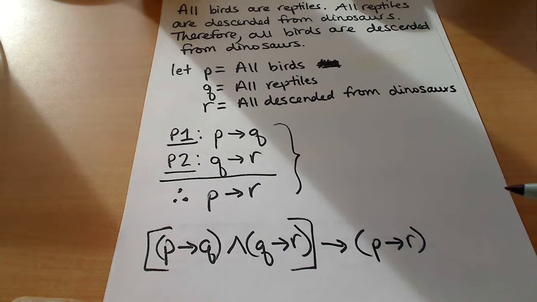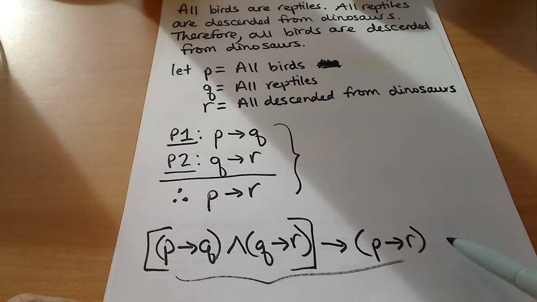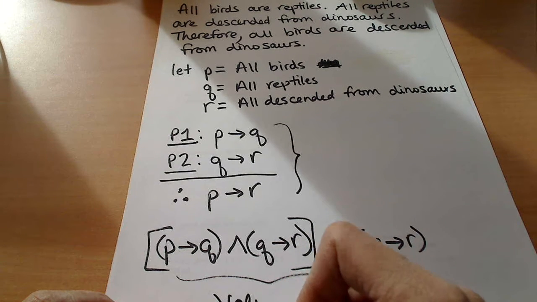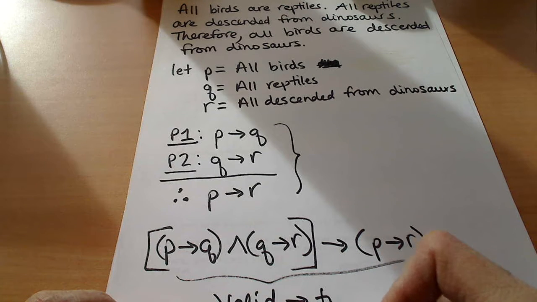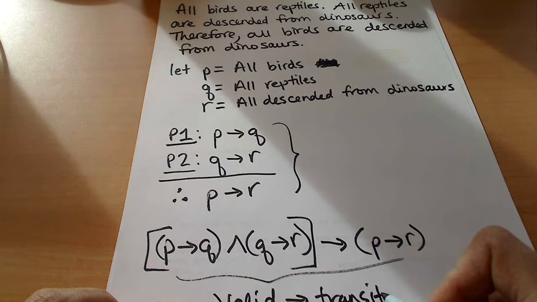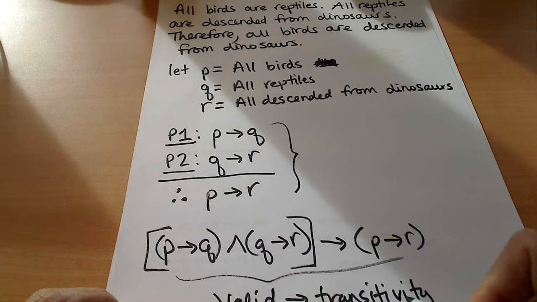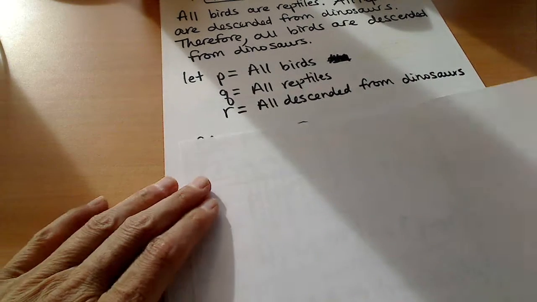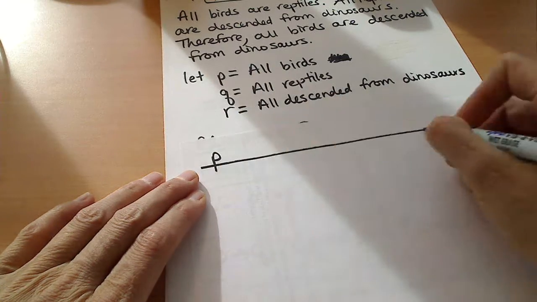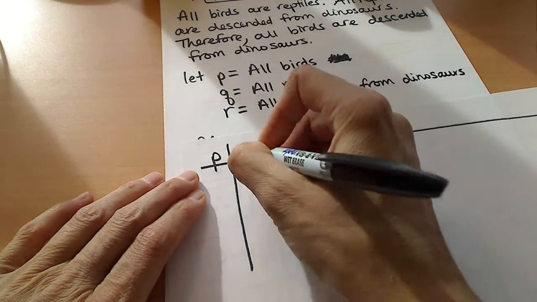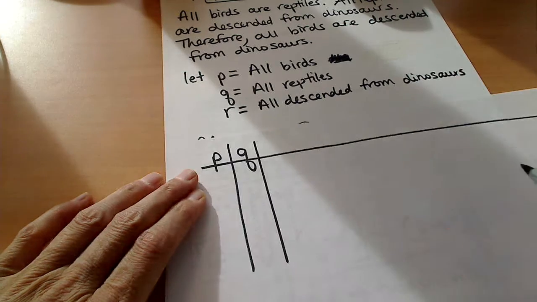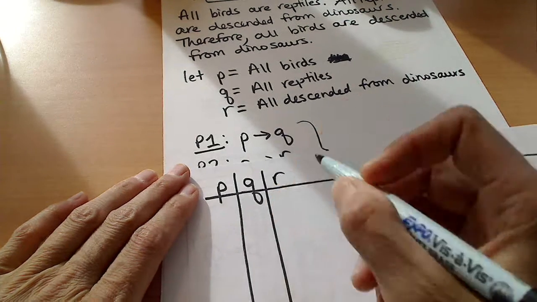Okay. All right, so now we're going to put this into a truth table and just see what we end up with. You will find that this is going to be valid, and it's valid by the property of transitivity. Okay, but let's actually show that. All right, so what I'm going to do here is create the top part of my column, my chart. So I have P, Q, and R.